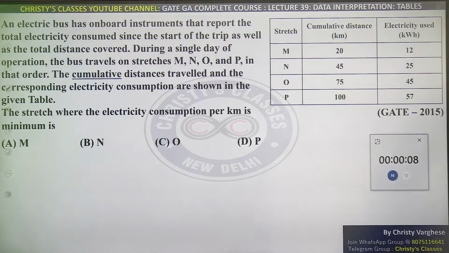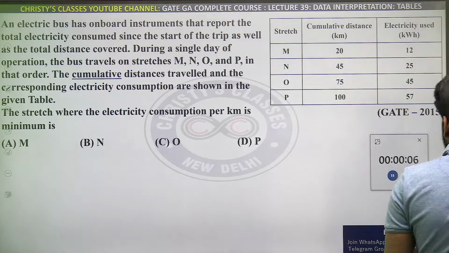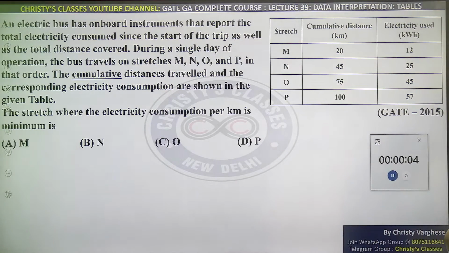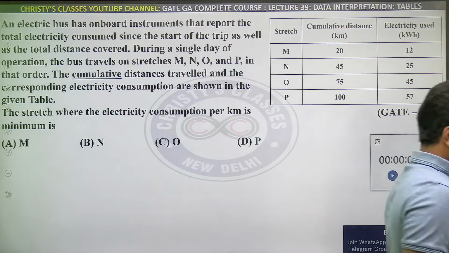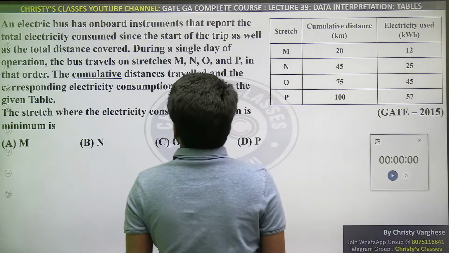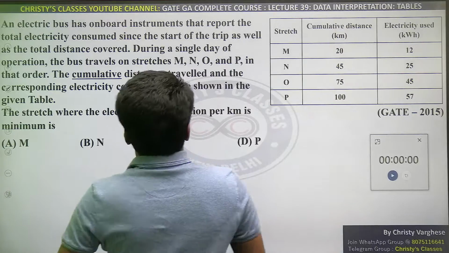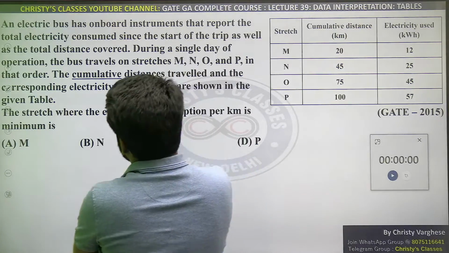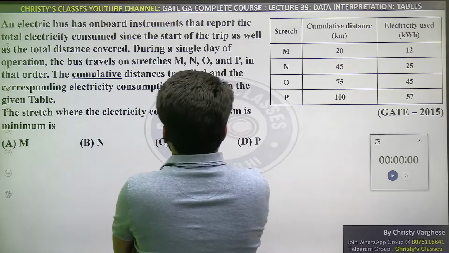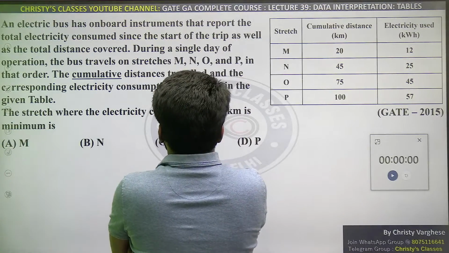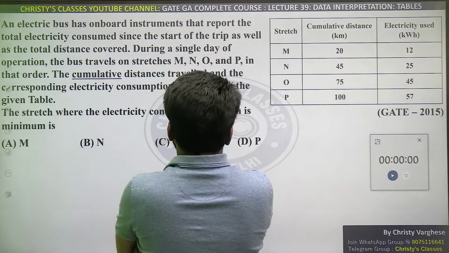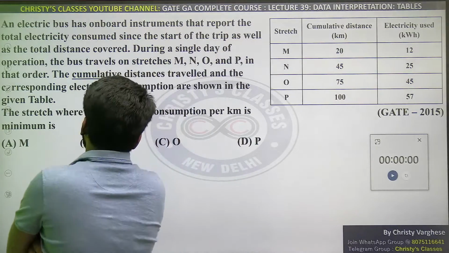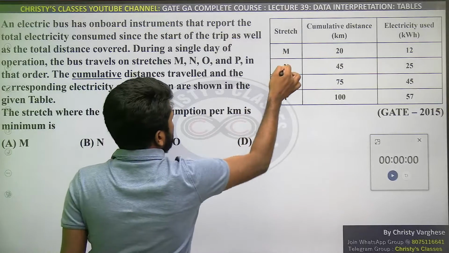Okay, so some of you got option D. Let's see. Here you should be careful. The data is giving the cumulative value. An electric bus has onboard instruments that report the total electricity consumed since the start of the trip as well as the total distance covered. Total is mentioned. During a single day of operation, the bus travels on stretches M, N, O, P in that order.